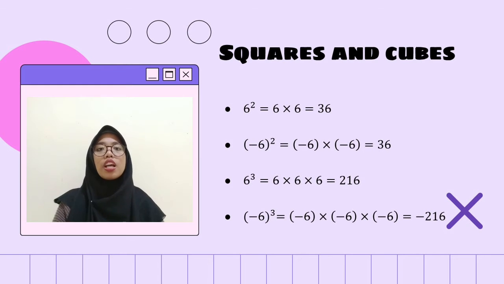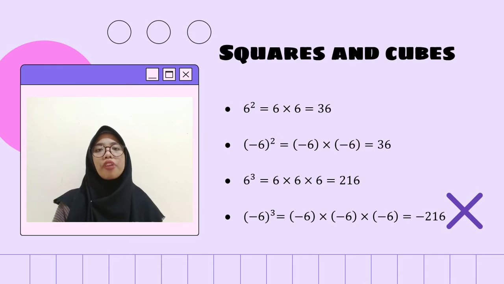Okay, number 3, we are looking for the cube of 6. So 6 cubed equals 6 times 6 times 6 equals 216. 6 times 6 equals 36, and 36 times 6 equals 216.